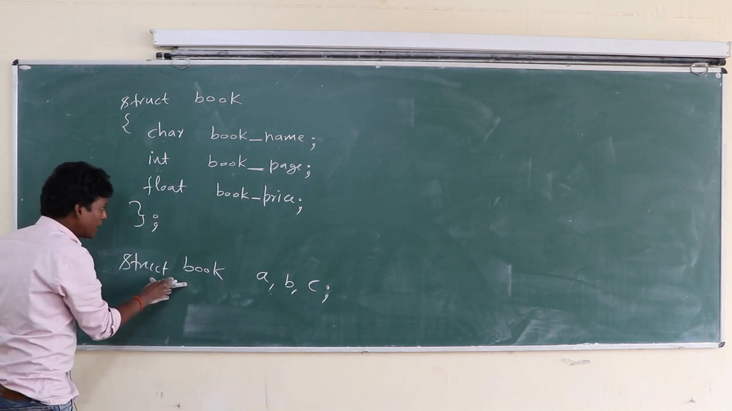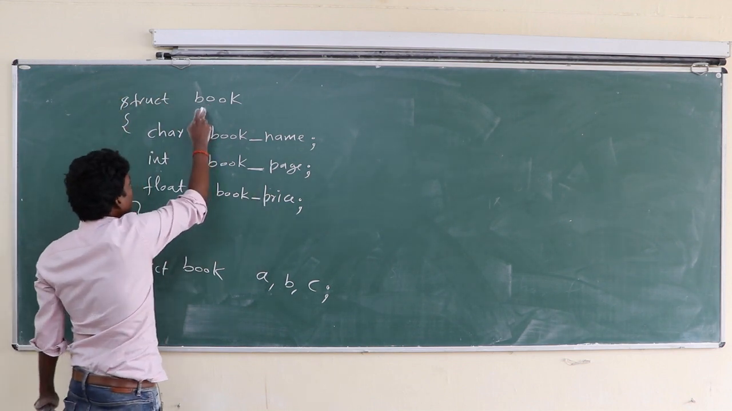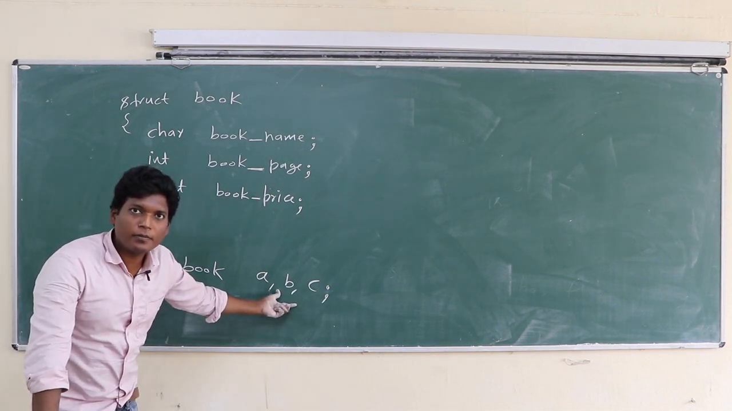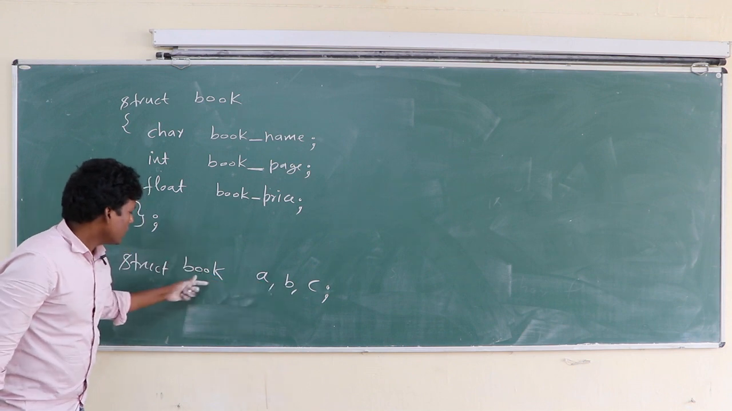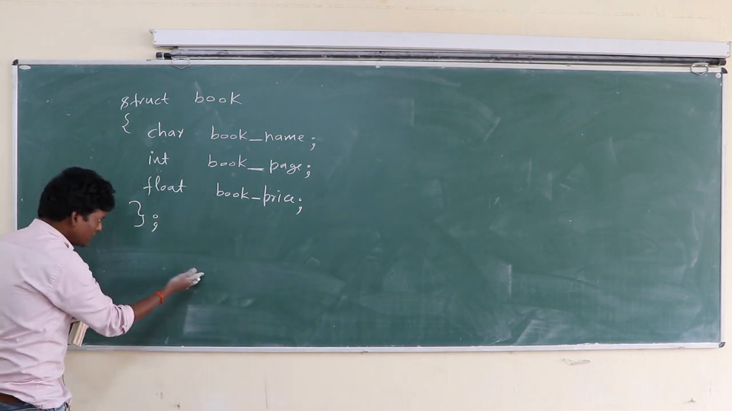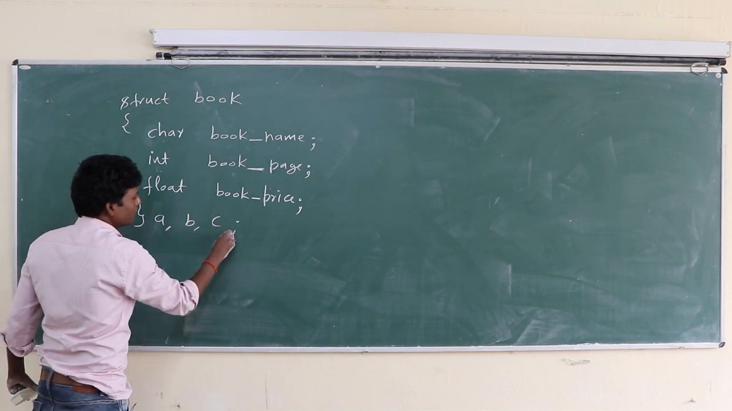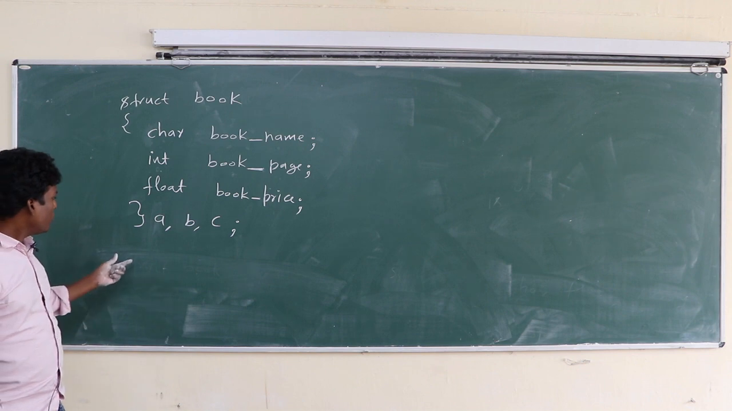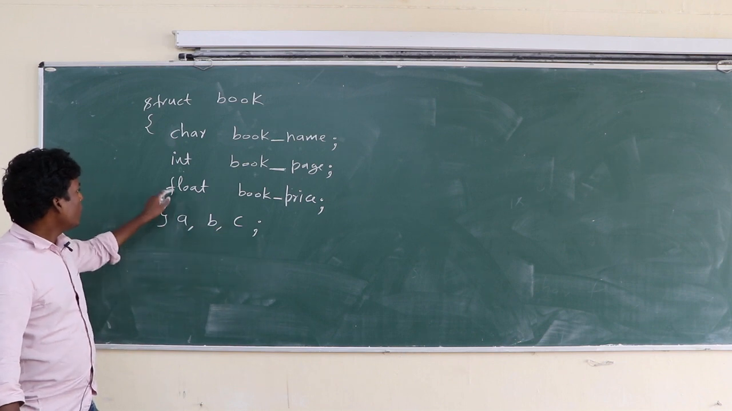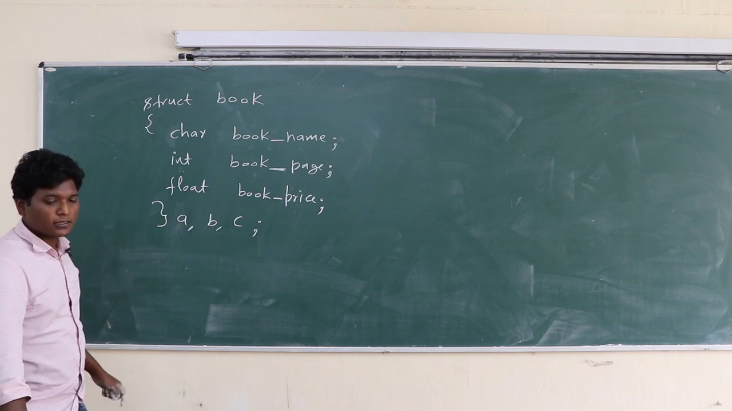This is the structure data type, this is the structure name, this is the structure elements. Okay class, so three structure variables are declared here. Okay, you can declare this A, B, C like this, here A, comma B, comma C. In this case, there is no need to write struct book. Directly you can write A, comma B, comma C. Now these are the structure variables. You can also declare like this.